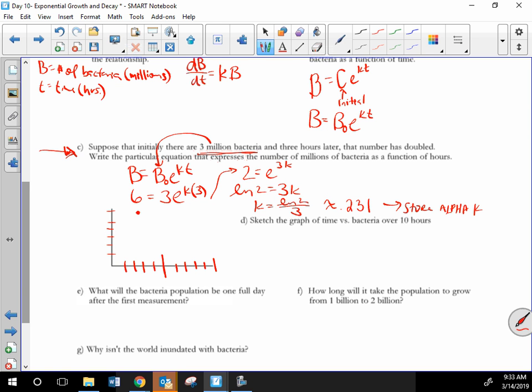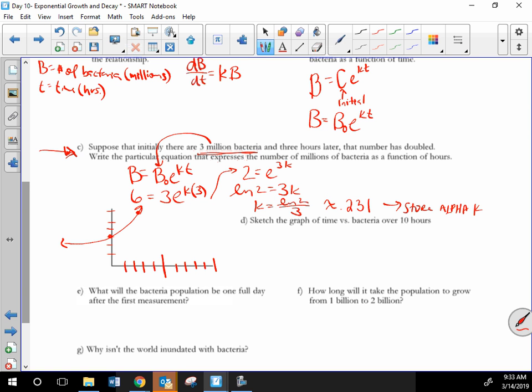What was my initial amount? 3. Let's do that. We're just sketching the graph. Again, it's an exponential curve. We know it goes through those 2 points.